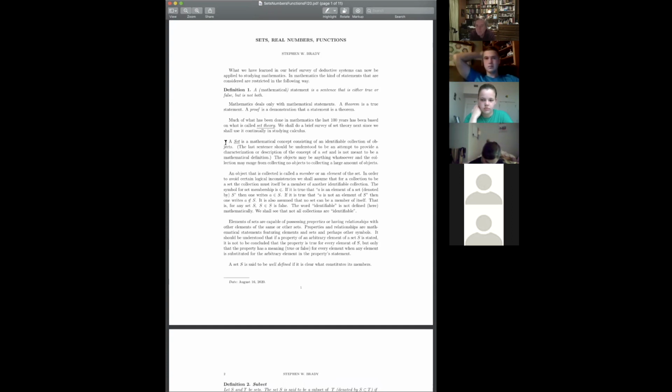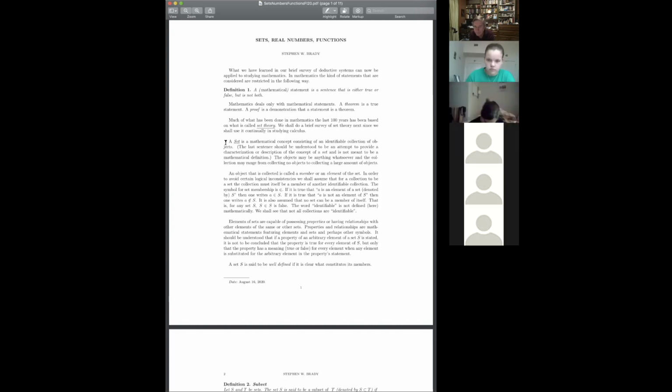The last sentence should be understood to be an attempt to provide a characterization or description of the concept of a set and is not meant to be a mathematical definition. It's meant to be like a dictionary description. The objects may be anything whatsoever, and the collections may range from collecting no objects to collecting a large amount, and that includes an infinite number. An object that is collected is a member or element of the set.